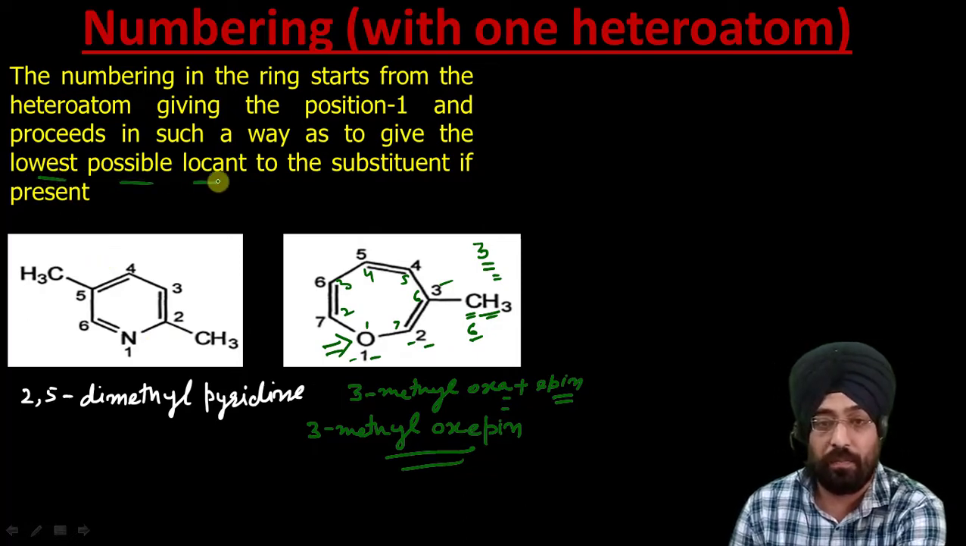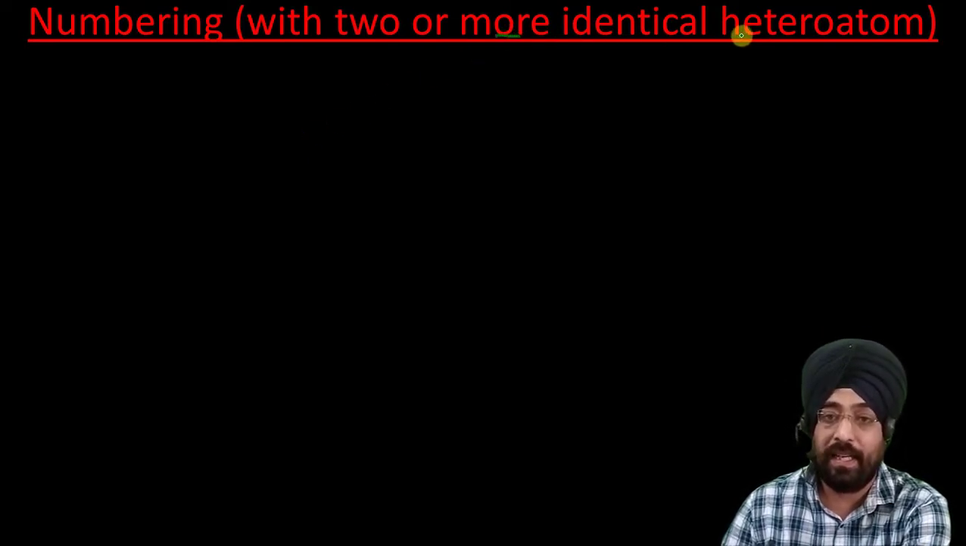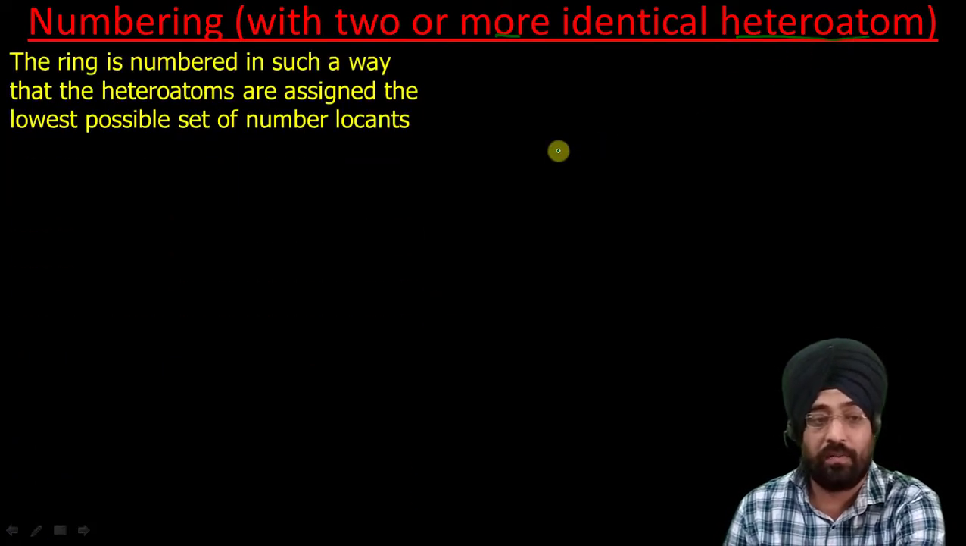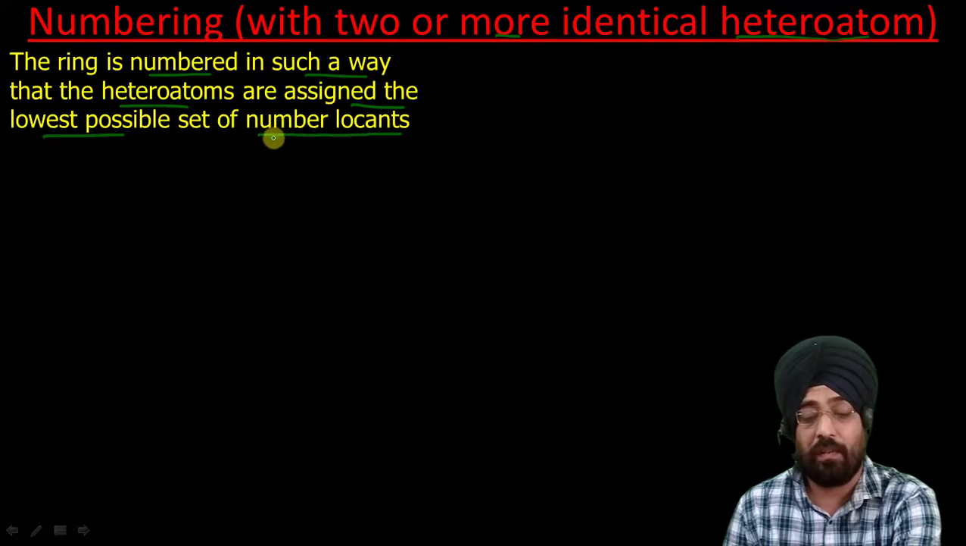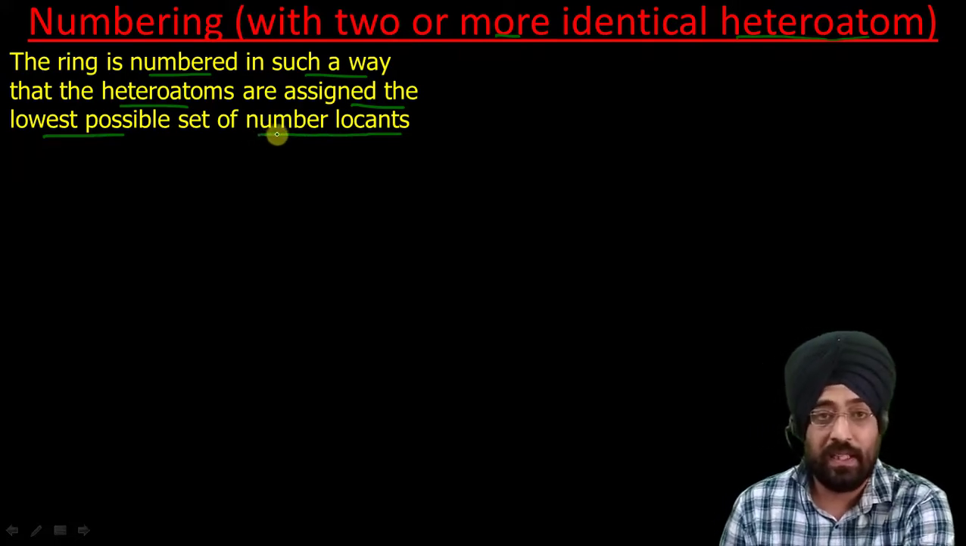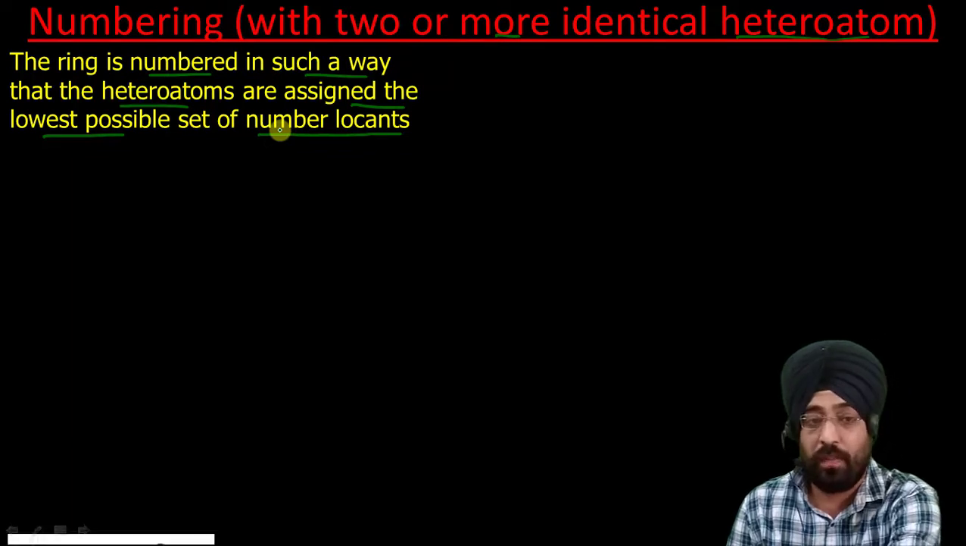So it was simple. Now the next case is we have heteroatoms, but we have two or more identical heteroatoms. In this case the ring is numbered in such a way that heteroatoms are assigned the lowest possible set of locants. So we have to start numbering in such a direction that the sum of the locants of all the heteroatoms should be minimum.